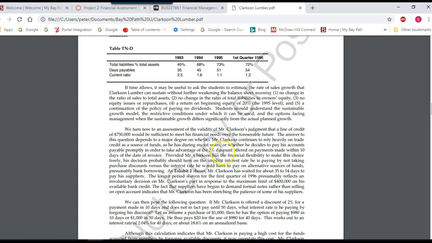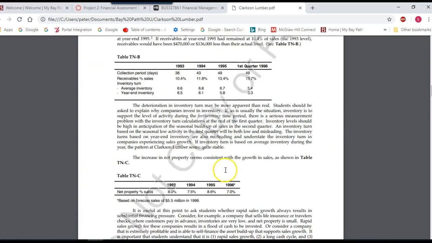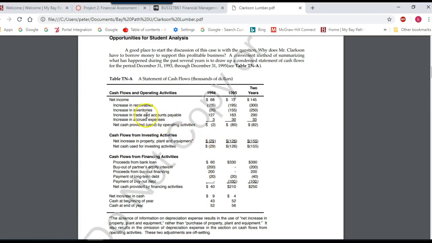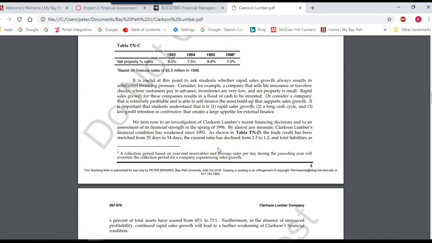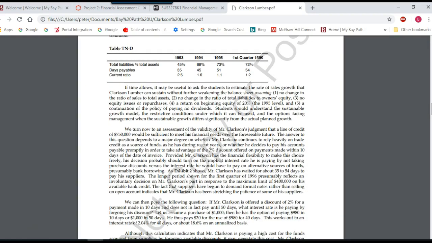Also keep in mind that Mr. Clarkson continues to rely heavily on trade credit as a source of funds, which I have indicated right here. His trade credit is his accounts payable. Mr. Clarkson would like to take advantage of the 2% discount offered on payments made within 10 days, providing he has the financial flexibility to make this choice freely. His decision probably should turn on the implicit interest rate he is paying by not taking purchase discounts.